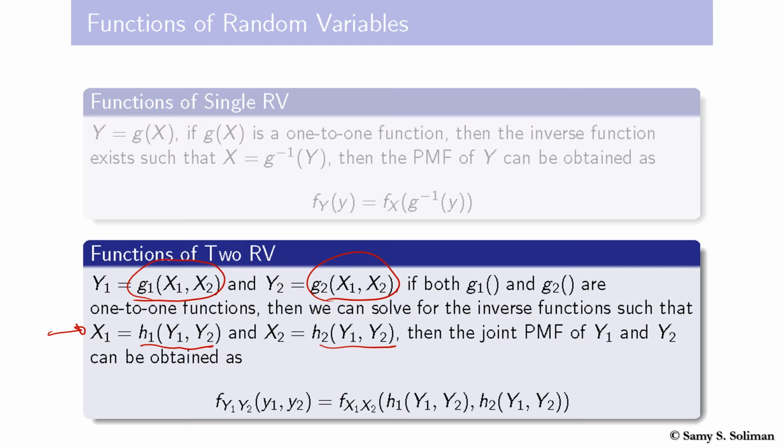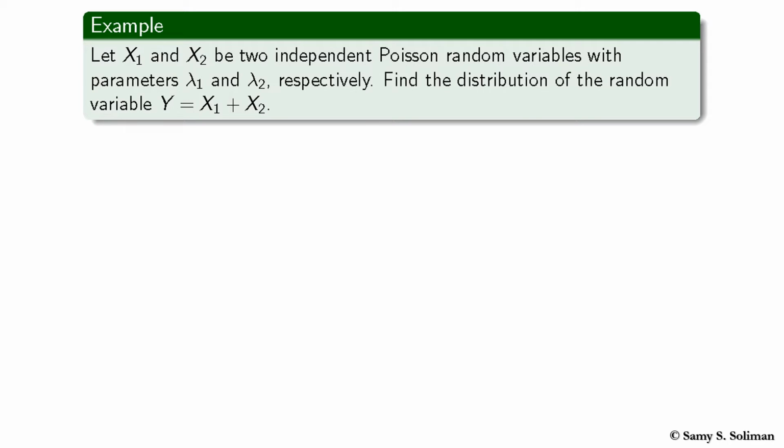In this case, the joint PMF of y1 and y2 can be obtained from the joint distribution of x1 and x2. However, we replace x1 by the function h1 of y1 and y2, and we replace x2 by the function h2 of y1 and y2. Let's solve this example in order to see how this formula is applied.